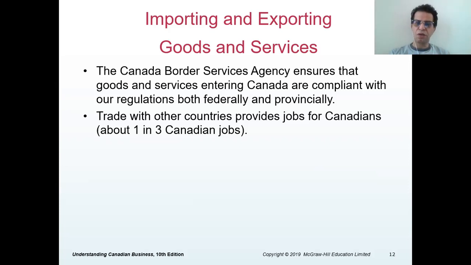So trade with other countries provides jobs for Canadians and supports them. And about 1/3 of Canadian jobs belong to export.